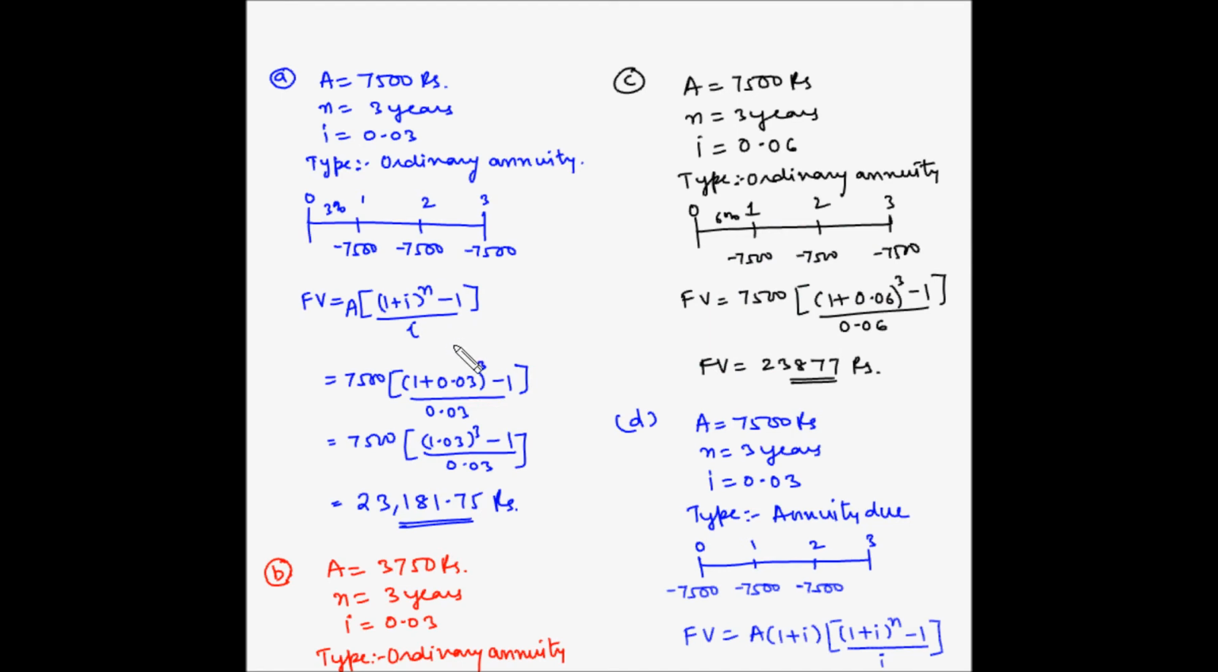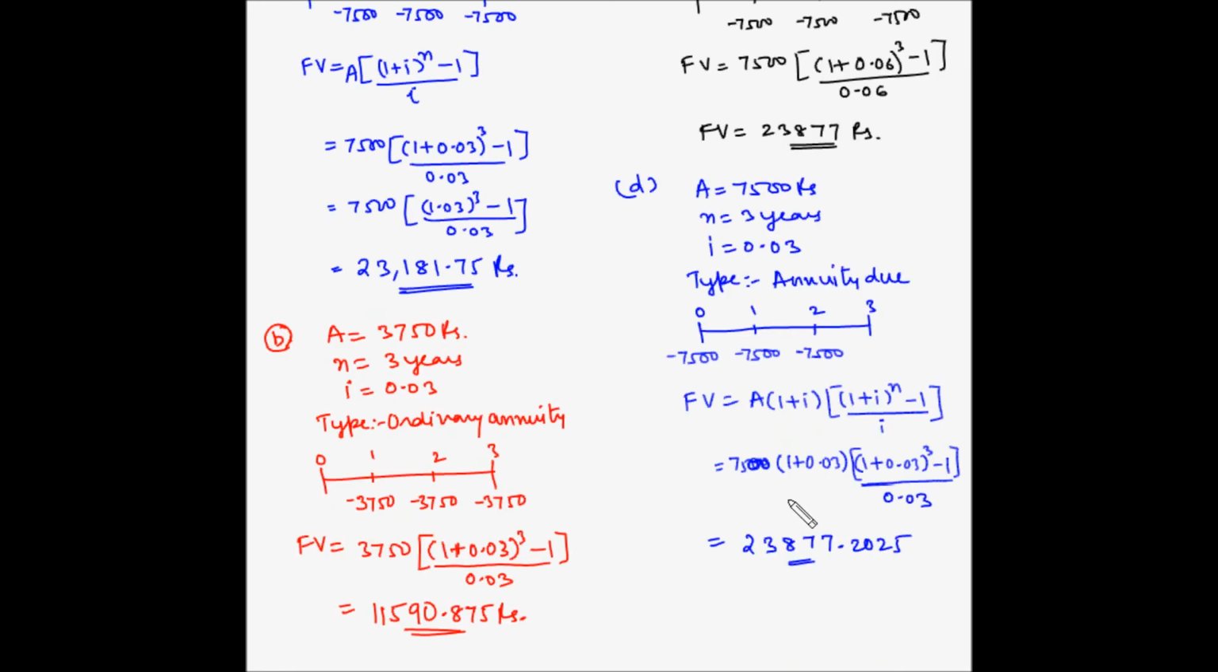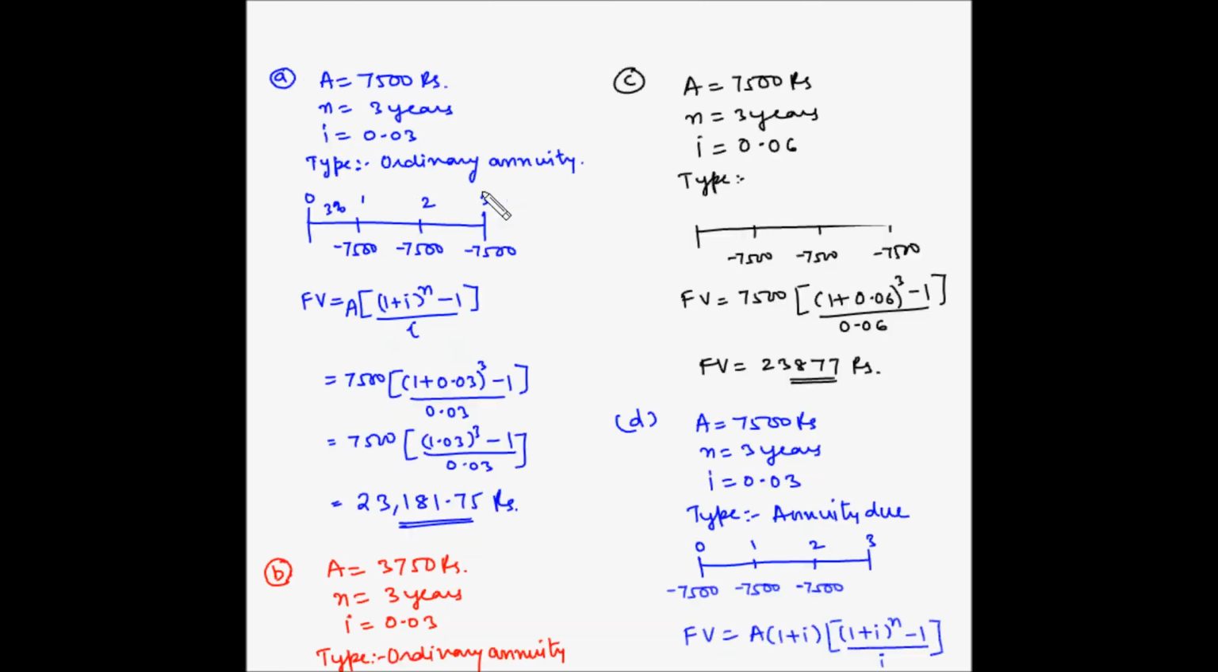And the simple funda behind this is that you are making investments early, so your accumulation is for a longer duration. Now you can see that this future value here is 23877 in part C, and in part D it is 23877.2025. So there is a difference between these two and it's not the same. So this was an example to understand the differences between ordinary annuity and annuity due, and also some what if analysis on the ordinary annuity calculations.